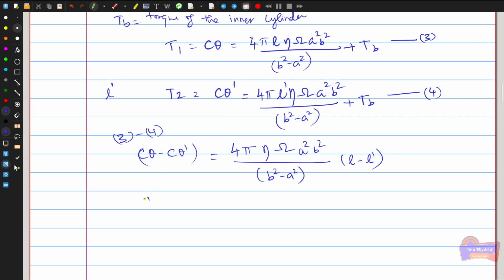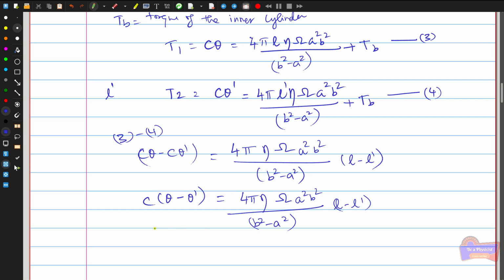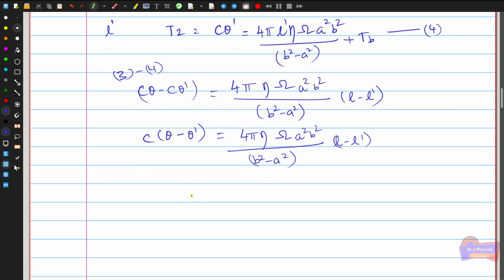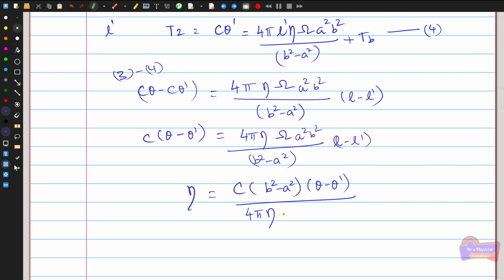Or I can take the C outside, so I get C times theta minus theta prime, which is equal to 4 pi eta omega A squared B squared divided by B squared minus A squared times L minus L prime. From this I can easily find the expression for the coefficient of viscosity eta, which is equal to C times B squared minus A squared and theta minus theta prime, the whole divided by 4 pi omega A squared B squared into L minus L prime.